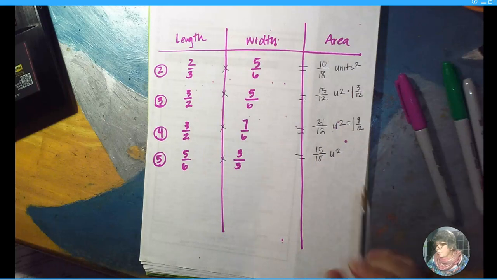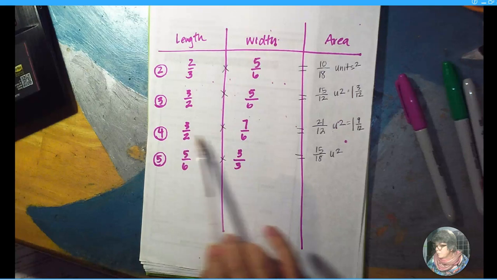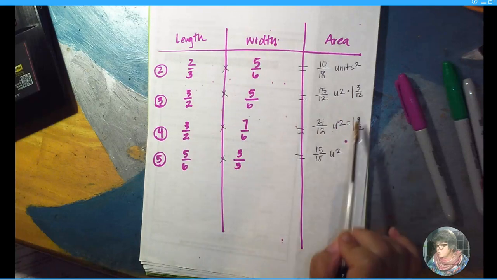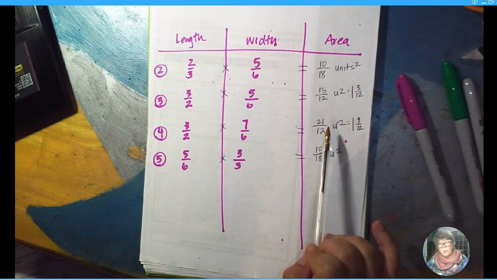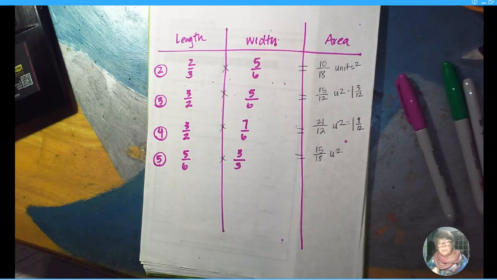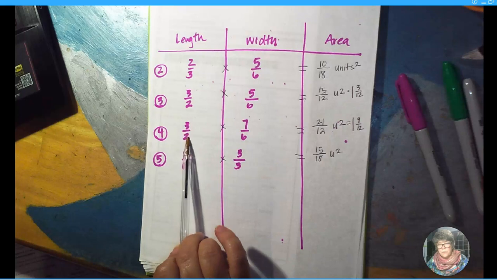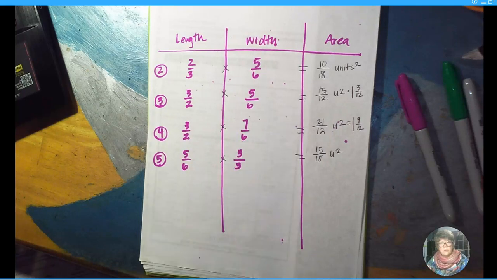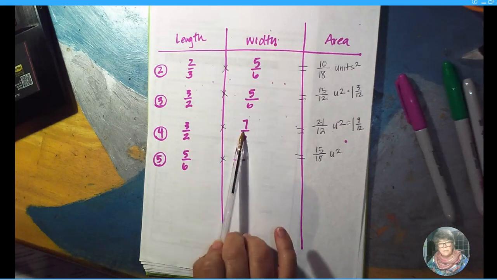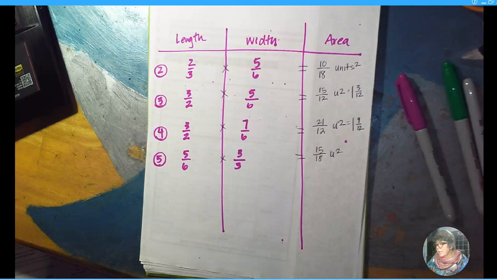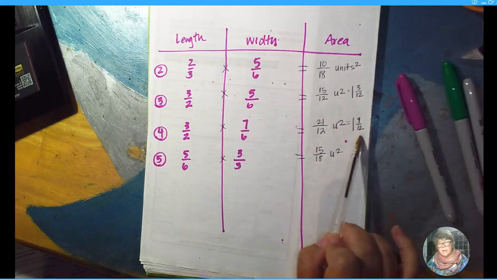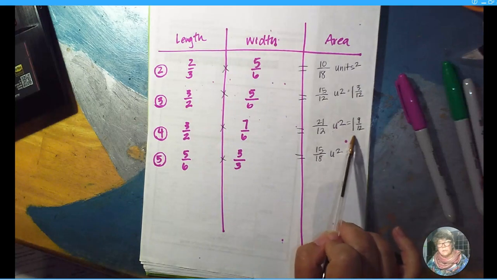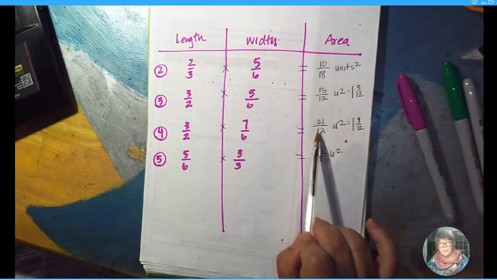Now look at number 4 again, right? 21/12, 1 9/12. Why is this answer more than 1? We want to make sure it's reasonable, right? Do you notice that 3/2 is more than 1 and 7/6 is more than 1? Sometimes my students want to change these before they even multiply, but it's better to leave it as an improper fraction before we multiply and then change it to a mixed number afterwards. We change it to a mixed number so that it's easier to think about, right?